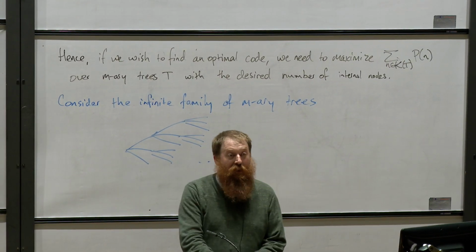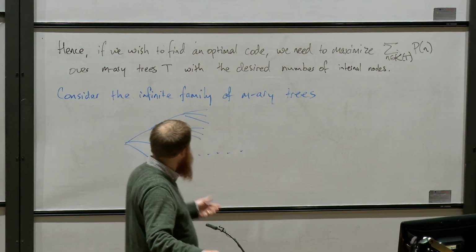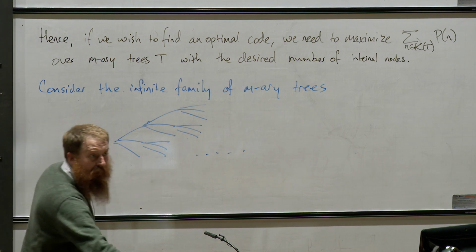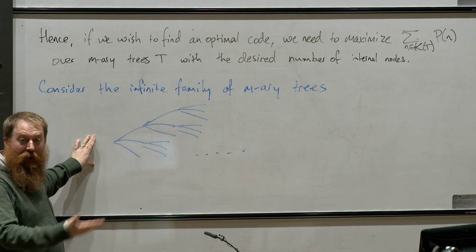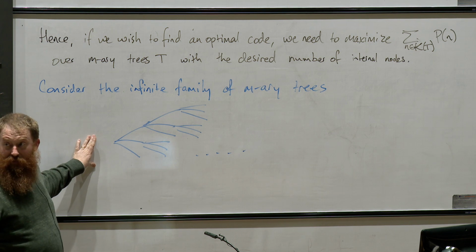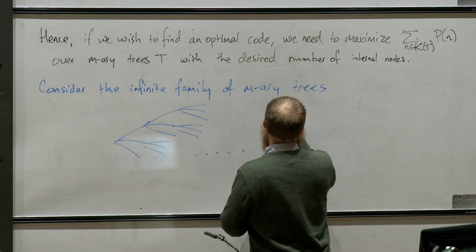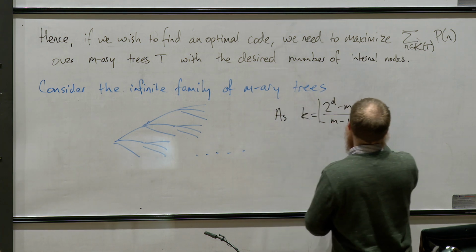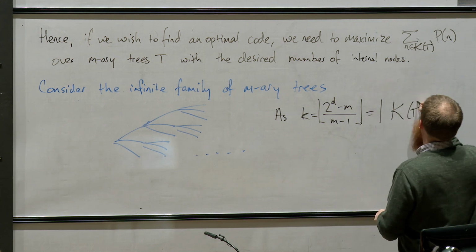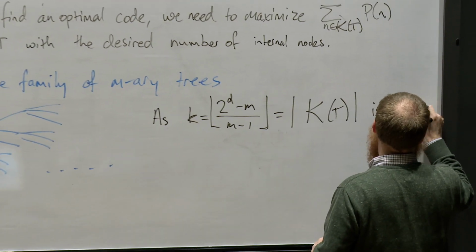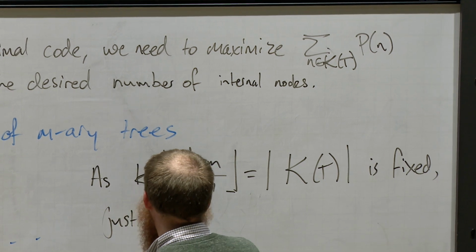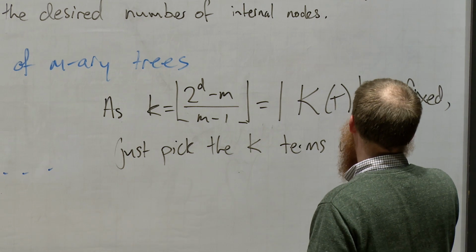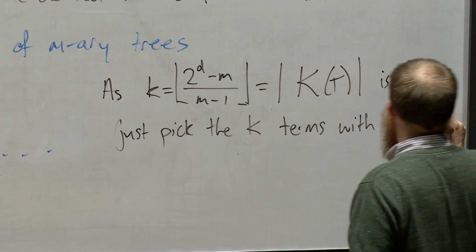So the greedy maximization would be just to select the nodes that have the highest probability. Don't think about the fact they have to form a tree. Don't think about anything else. How do you maximize a sum? You pick the biggest elements. So as k equals 2 to the d minus m over m minus 1, the size of k is fixed, just pick the k terms with highest probability.